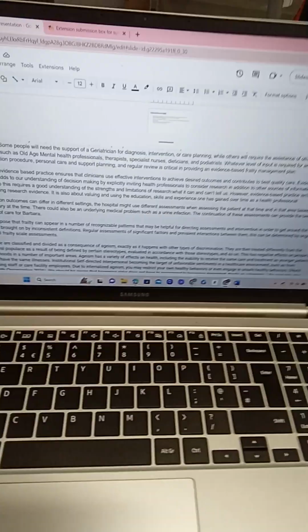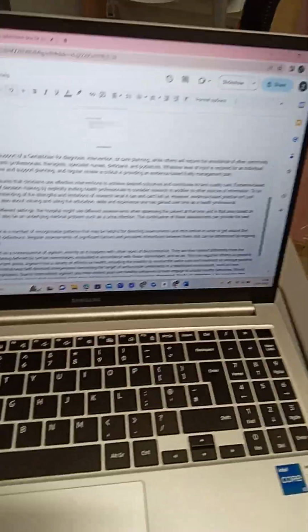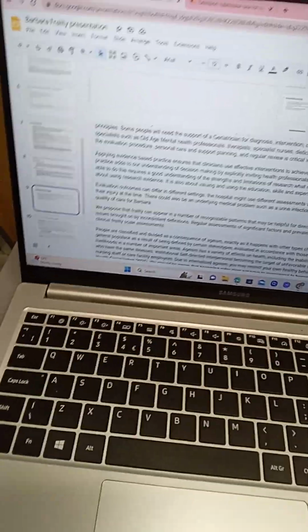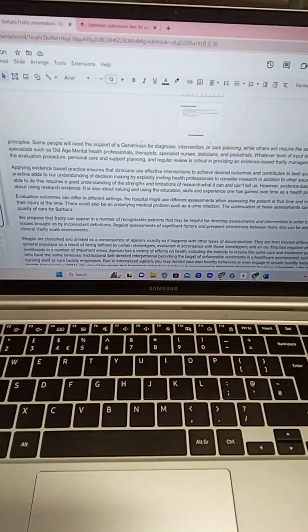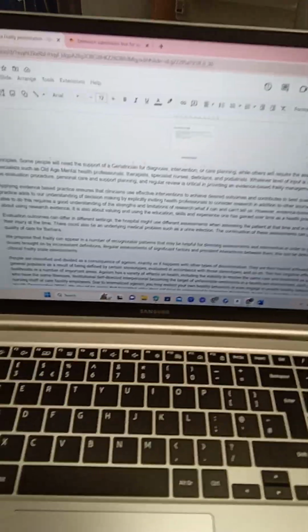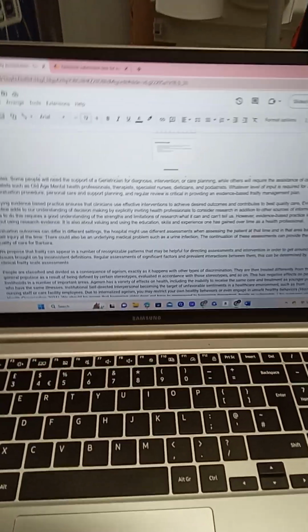And by using these assessments, we can apply evidence-based practice, which makes sure effective interventions and outcomes are achieved to deliver the best quality of care.